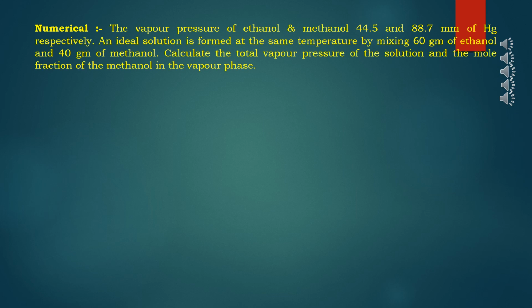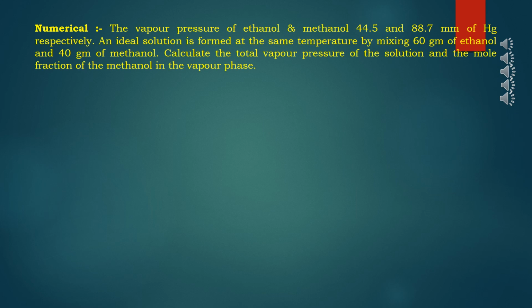By applying Raoult's law, that is P ethanol is equal to Pa0 into Xa. Pa0 is the vapor pressure of pure ethanol and Xa is the mole fraction of ethanol. So in this statement, the vapor pressure of pure ethanol is given to us. So we have to find out the mole fraction. To find out the mole fraction, we have to find out the number of moles of ethanol. Similarly for methanol.